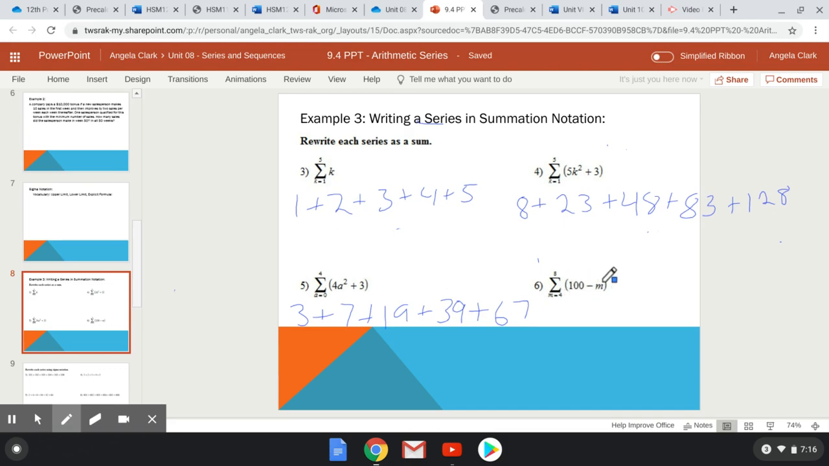So we start at 4. So 100 minus 4 is 96. And then move up to 5. So 100 minus 5 is 95. 100 minus 6 is 94. 100 minus 7 is 93. And 100 minus 8 is 92. So we're done because we got to 8. So that's all we need.